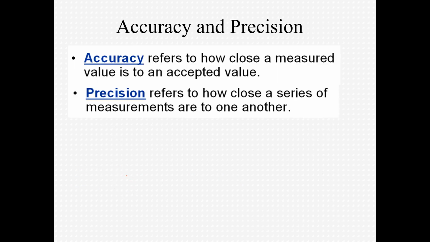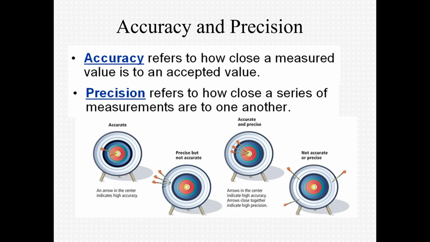So that comes with these ideas of accuracy and precision. Accuracy refers to how close a measured value is to an accepted value. So if you're an accurate person, that means you're very, very good. It's really easy to picture this on a bullseye. If you keep hitting the bullseye, you're a very accurate person. You're always getting the right answer.